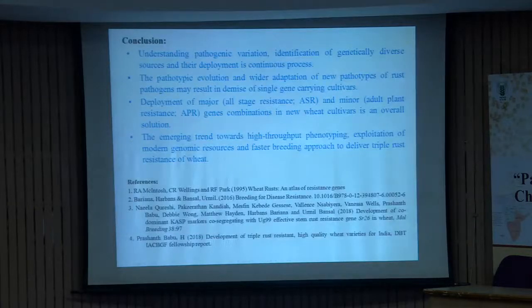So in conclusion, understanding all these concepts of wheat and the rust is very important: the kind of variation present in the pathotype, how wide its adaptation is, and how aggressive the pathogen is going, like stem rust, Ug99, for example, and deployment of major and minor genes together. If you are targeting only one gene for a particular rust, it will be knocked out one day or other in the future. There are so many examples happening even in India. So it is always better to go for major and minor genes, the QTLs introgression into one.